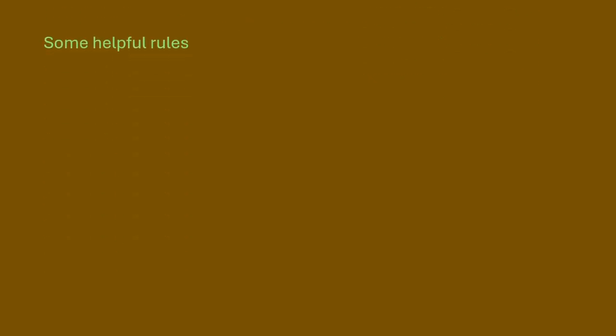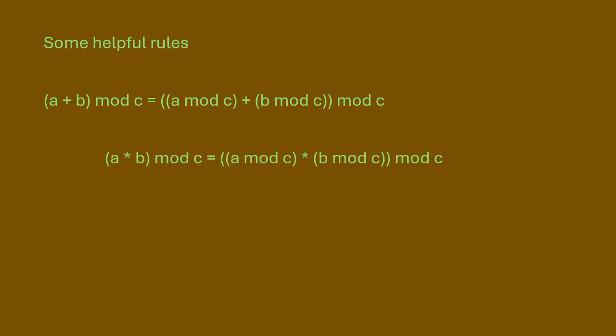So, some final helpful rules when creating our tricks for finding divisibility. First off, if we have a sum that we're looking for the remainder of, we can break that sum apart, find the remainder of each part, sum them together, and then take the remainder of that. We then have a multiplication equivalent, and we'll be using these throughout in order to help break down our problems into more manageable chunks. Let's start off with divisibility by 2.